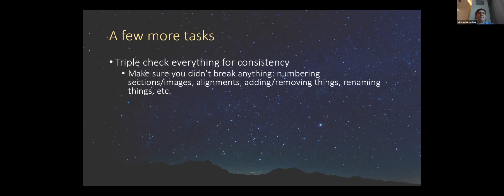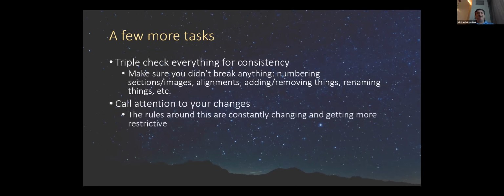Alignments. Make sure if you're doing full justification or left justification or whatever, make sure it's consistent. Adding or removing things. If you removed a measure, make sure it's removed everywhere. If you added a questionnaire to your screening, make sure every time you mention screening, it's in there. If you changed your sample size, make sure that sample size is consistent everywhere, for example. So just make sure everything's consistent. And also call attention to your changes.